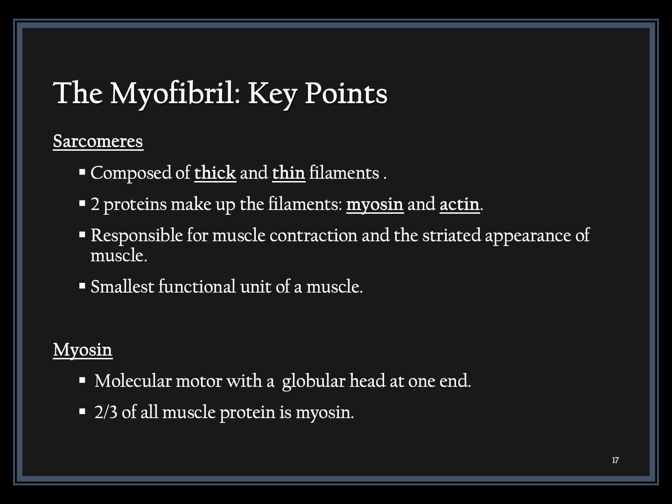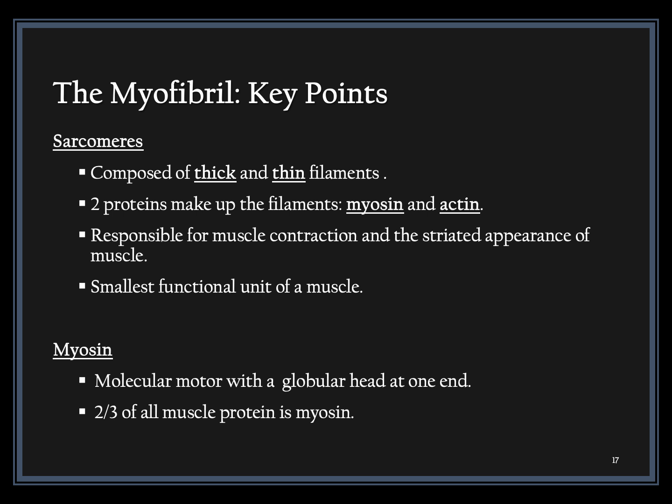The myofibril key points. So there are multiple sarcomeres along this fiber in a longitudinal, horizontal fashion. It's composed, again, of our thick and our thin filaments, which are the myosin and actin, respectively. They're responsible for muscle contraction and the striated appearance of the muscle. The smallest contractile unit of a muscle is a sarcomere.